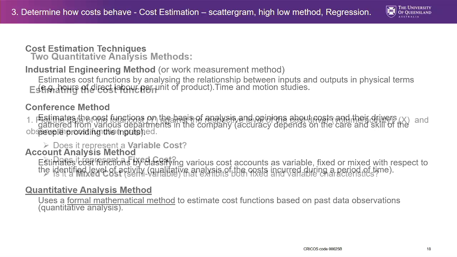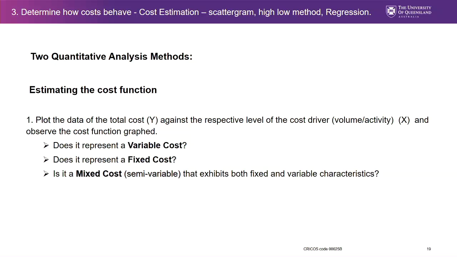So, estimating the cost function, we're going to talk about two quantitative methods. We're going to talk about plotting a scattergram. So you can plot different data points. So plot the total cost against the total activity. And then we can observe on a graph how the cost is behaving.